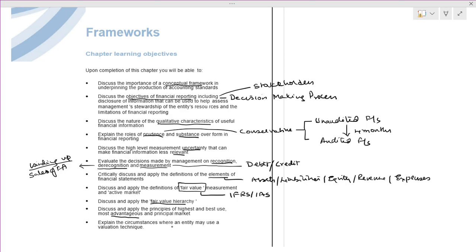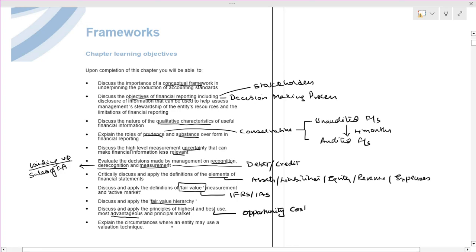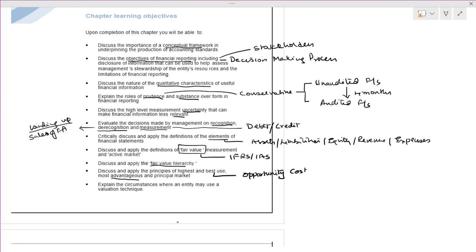Definitely, whenever we are in this process, we will take how it is going to be advantageous to ourselves. In other terms, we use something called opportunity cost, the best available option. And what are the circumstances when an entity may use a valuation technique? These are the basic core points.